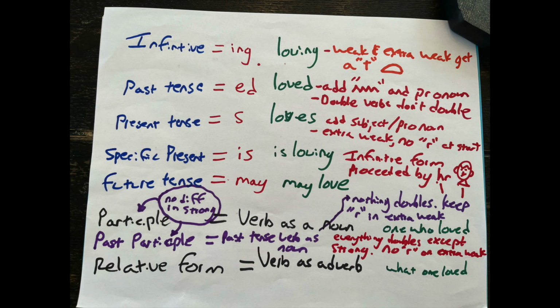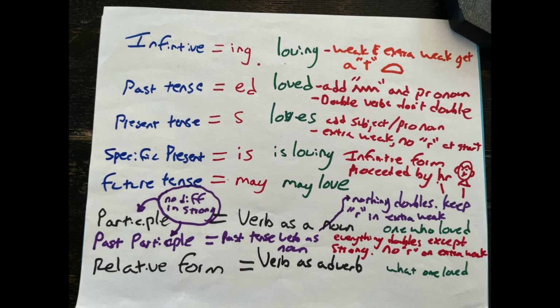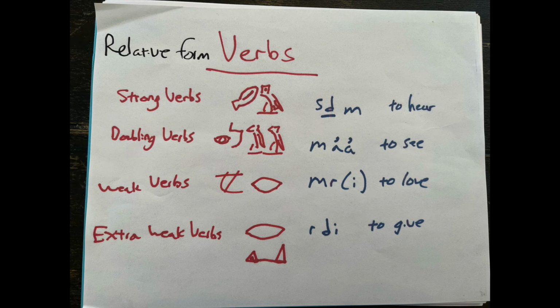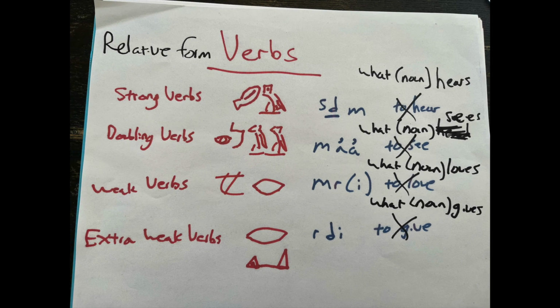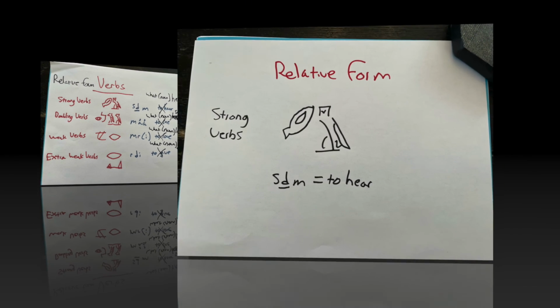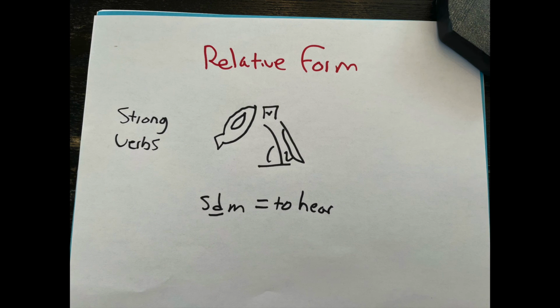That's how that's handled. All right, so we are going to look at the very bottom one on this list. We'll come back to the future tense last. We're going to look at the relative form, verb as adverb. So what do we mean by this? Well, it no longer means to hear, to see, to love, or to give, as far as our four verb types. We are now dealing with what a noun hears, what a noun sees, what a noun loves, and what a noun gives. Again, something we don't have in English. So let's look at the four different forms.